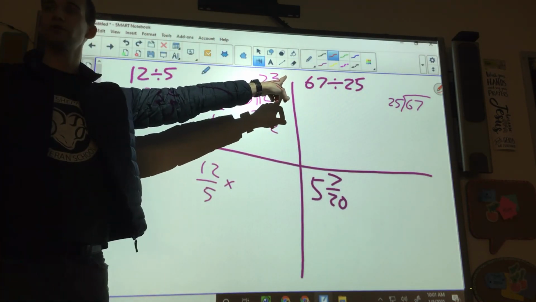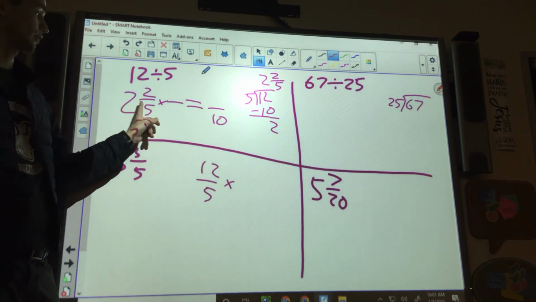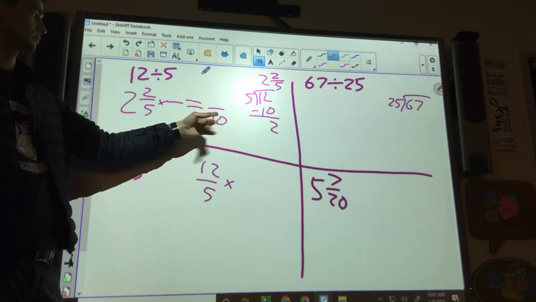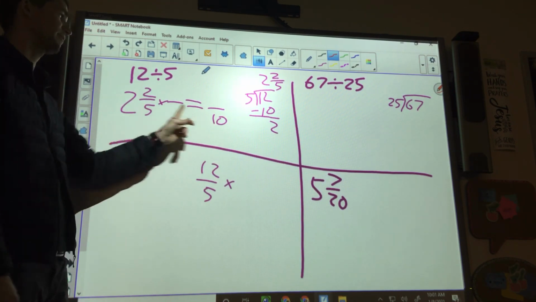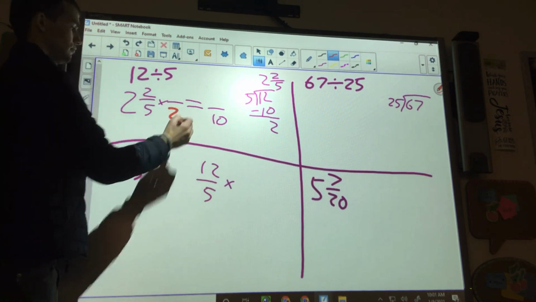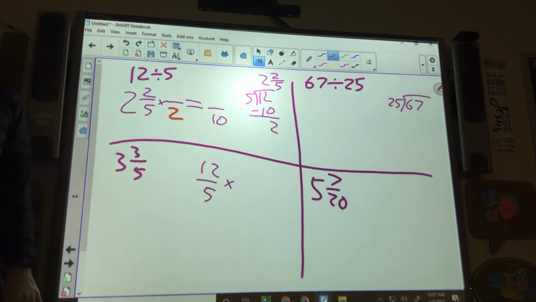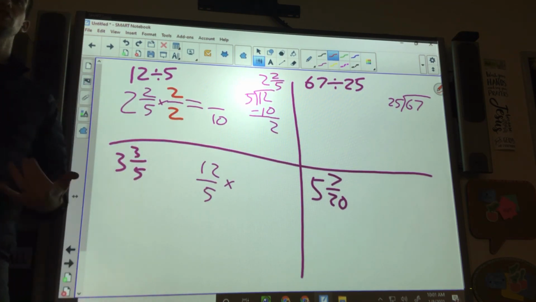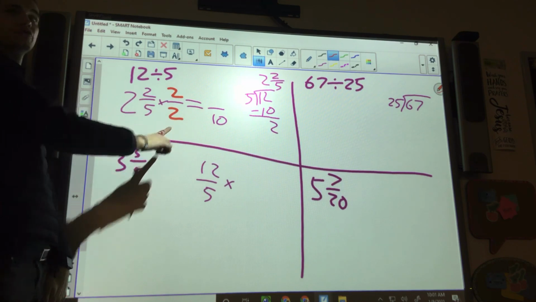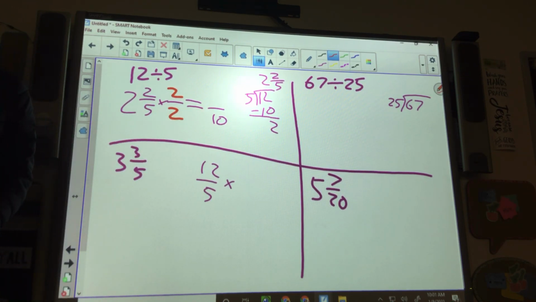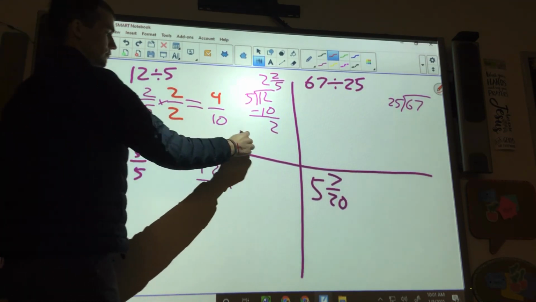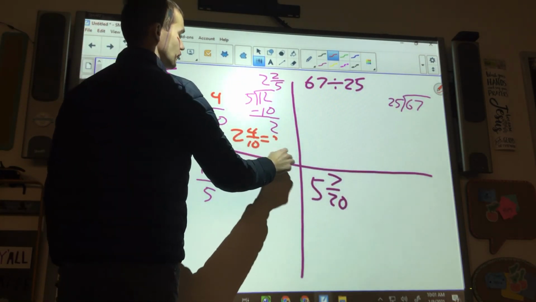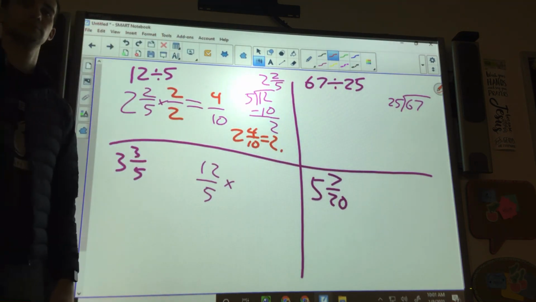Anyway, so we've got 2 and 2/5 here now. We're trying to get 10 on the bottom. If we can't get 10, then we try to get 100. Can we multiply 5 times something to get 10? Yes, 2. We multiply 2 on the bottom, so we have to multiply 2 on the top, because you're not changing the number, just changing the way the number looks. Multiplying by 2 over 2 is the same thing as multiplying by 1, and anything times 1 is itself. 2 times 2 is 4. So we have 2 and 4/10.